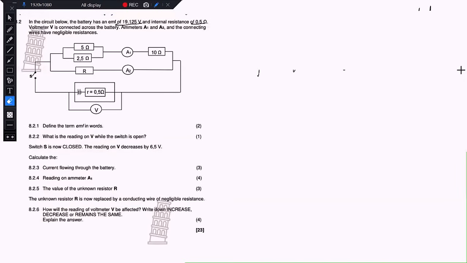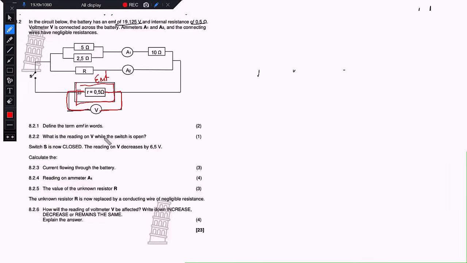Okay, now 8.2.2 says, what is the reading on voltmeter V while the switch is open? While the switch is open. When the switch is open, that means voltmeter V here goes directly to the battery, right? So if you are to indicate, this is voltmeter V, and then the connecting wires to voltmeter V will go directly to the battery, meaning it will be reading the voltage of the battery. But what is the voltage of the battery? We know the voltage of the battery is the EMF.